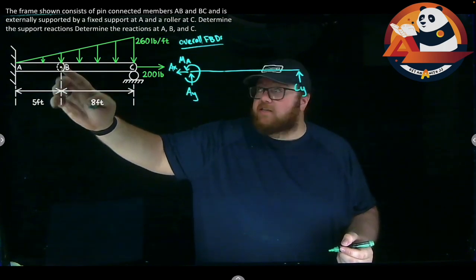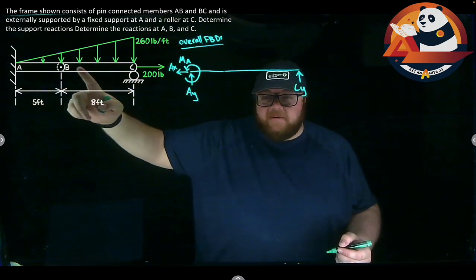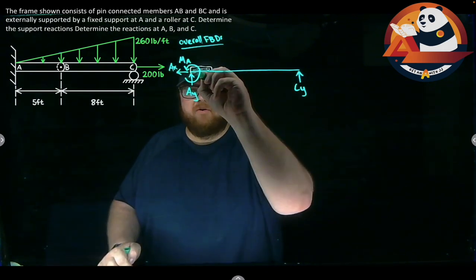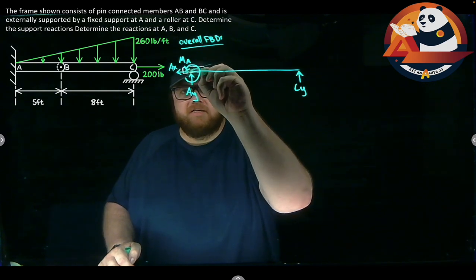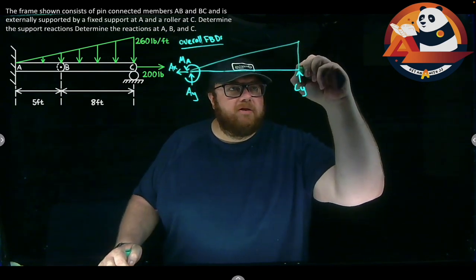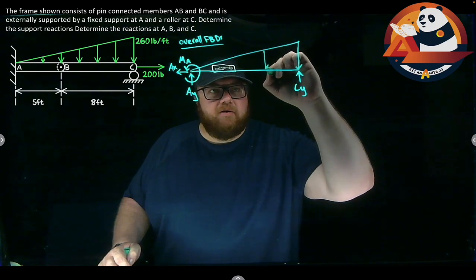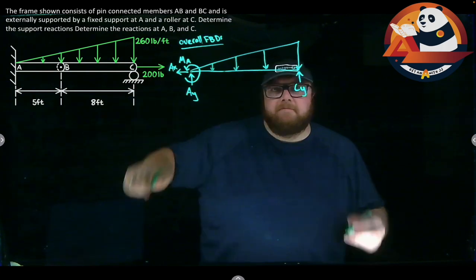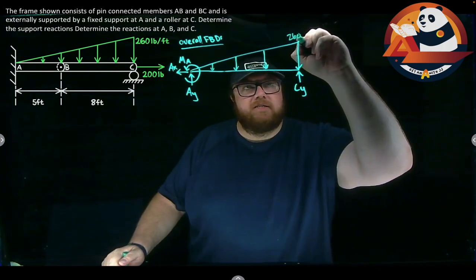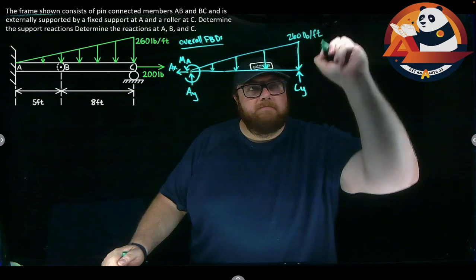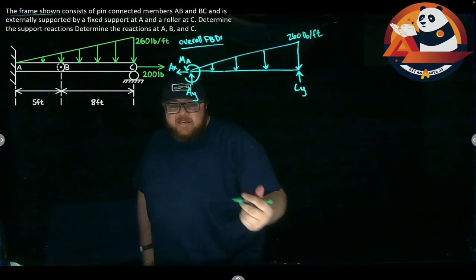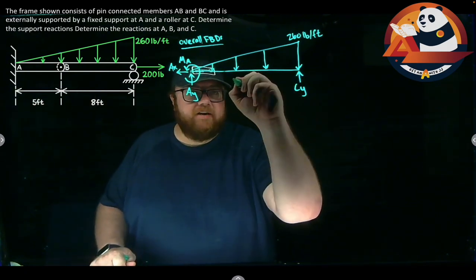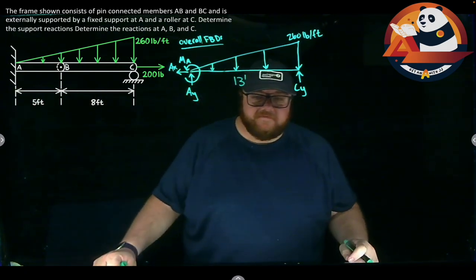Point B is internal. If I'm drawing my entire free body diagram, I'm not separating anything out at B. BX and BY exist, but they don't matter in my overall free body diagram. I just need to get in the triangular distributed load here, going straight down. My triangle goes up to a max height of 260 pounds per foot. My width in here, if point B doesn't matter for us, I can just add 8 and 5 together. The entire width here is 13 feet.